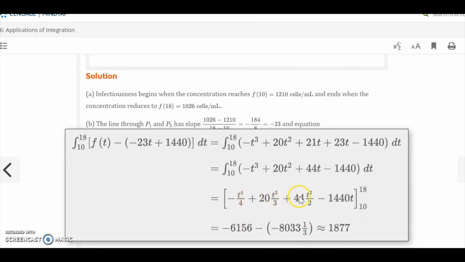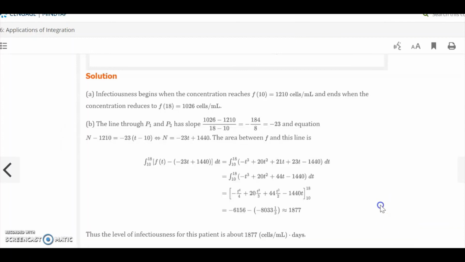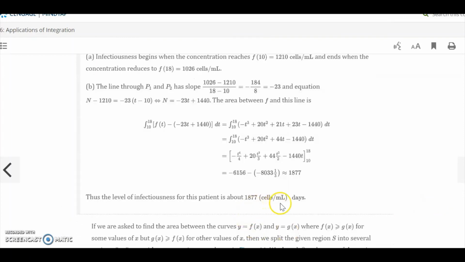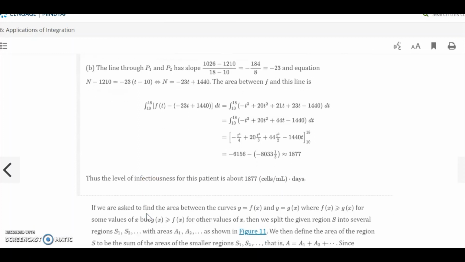And then you subtract the value of plugging in a 10 everywhere. So everywhere you see a t, you plug in a 10. So they're subtracting minus 8,033 and 1/3. And then that gives you 1,877. And that's in cells per milliliter times days. So they found the level of infectiousness for the patients.